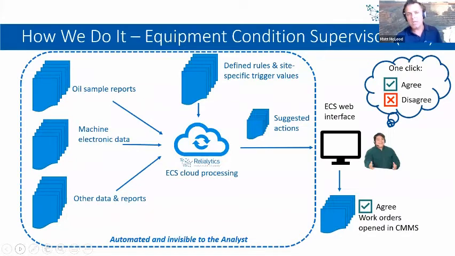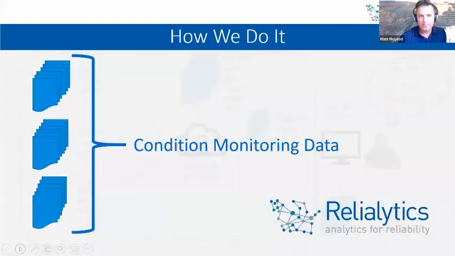So I just wanted to quickly give you an overview of how we do it at Relialytics and why we think it's better. So here we've built a platform called ECS, which is the Equipment Condition Supervisor, and it's intended to increase the effectiveness of your analysts and reliability engineers. So here's a simple schematic of how it works. I'm just going to explain the steps in a little bit more detail.